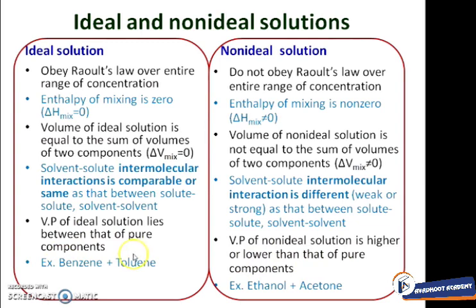Now, an example of an ideal solution is a mixture of benzene and toluene. The interacting forces are the same between the two molecules. Delta V is 0, and delta H mixing is also 0 when we prepare a solution of these two components. Whereas an example of a non-ideal solution is the solution of ethanol and acetone. So the resulting solution is a non-ideal solution.